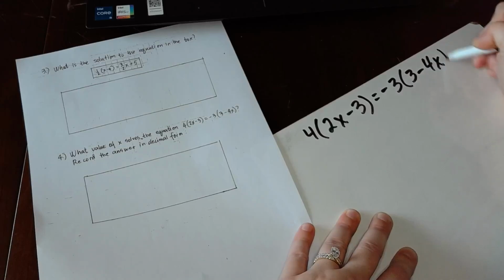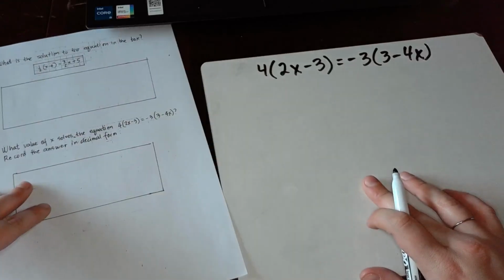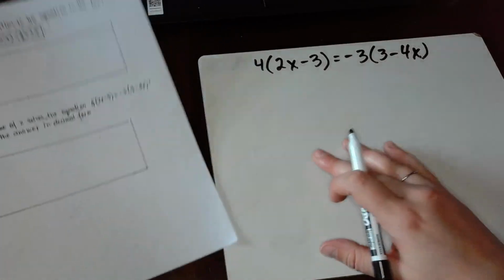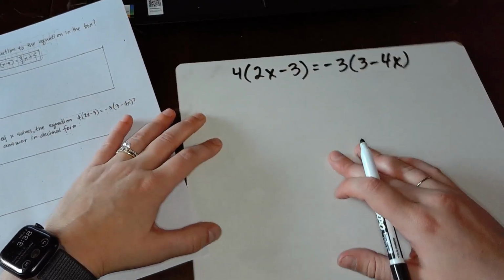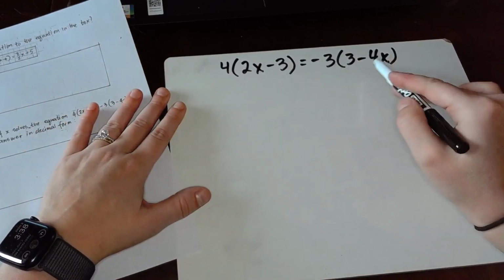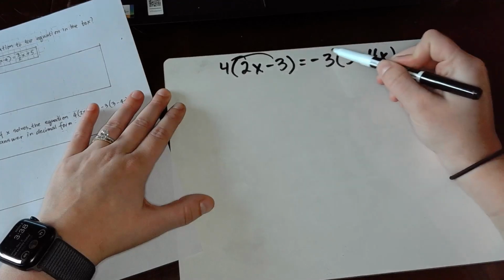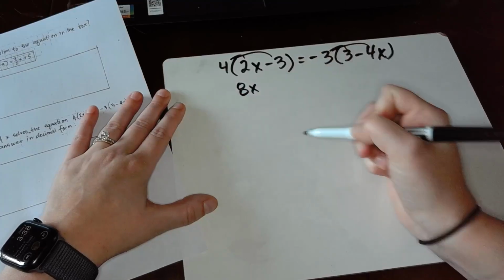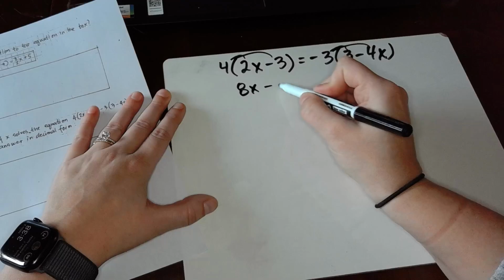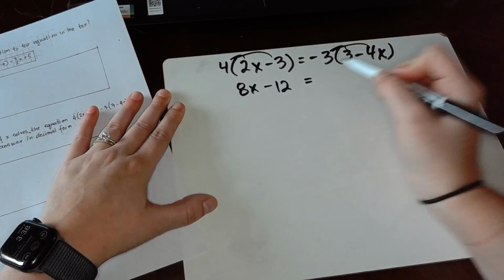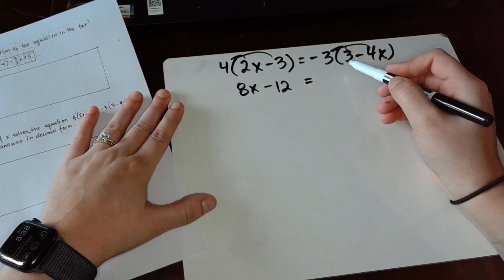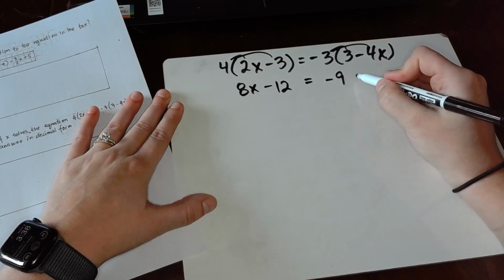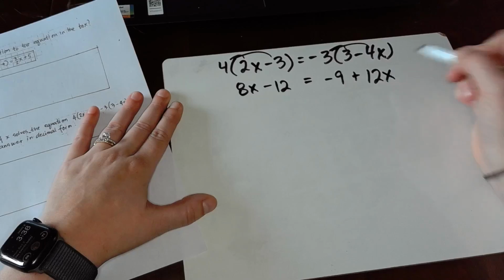And if you're following along and working with me, you're more than welcome to pause it, get it written down, and then follow along instead of just copying it down and not understanding it. But let's solve for x. Can we solve anything in parentheses? Nope. So we need to distribute. Well, 4 times 2x is going to get you 8x. 4 times -3 is going to get you a -12. Equals, well, a -3 times a +3 is going to get you a -9. And a -3 times a -4 is going to get you a +12x.